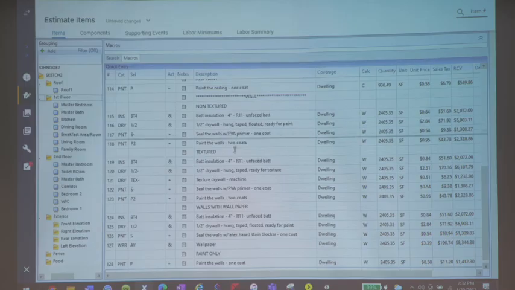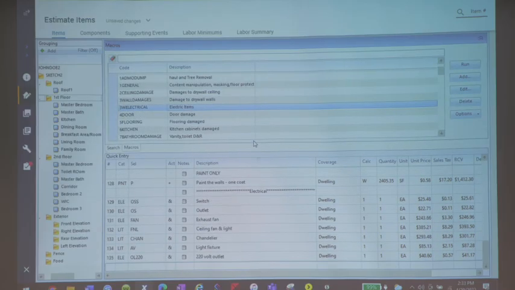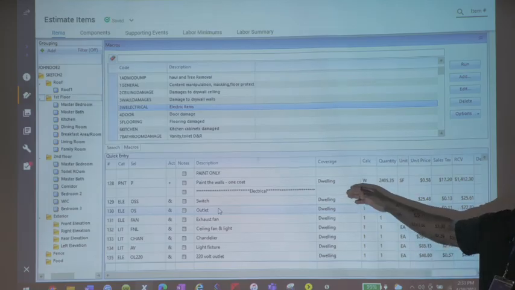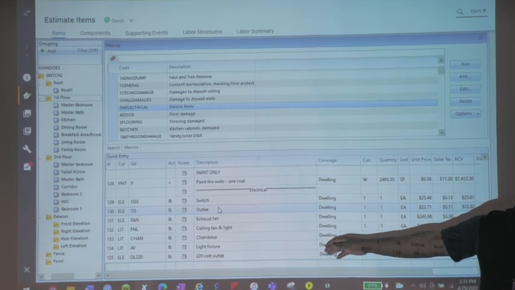Now let's deal with electrical items. Okay, here's your electrical items. Light switches, outlets, exhaust fans, ceiling fans, chandeliers, light fixtures, 220 volt, that's your ovens and your stove. When do we have to change out light switches, outlets, and all these items? Fire. Fire, and only when they're damaged.